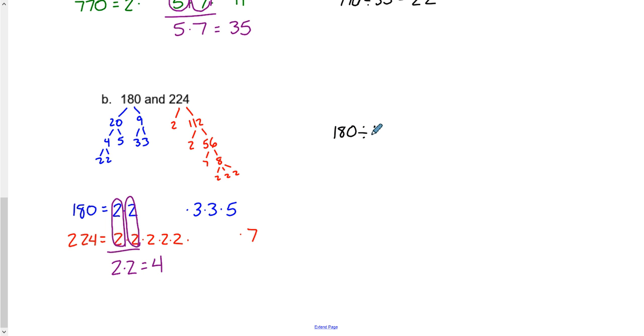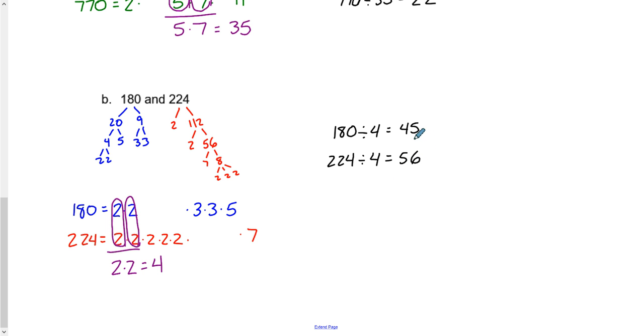180 divided by 4 should work out as 45. 224 divided by 4 is 56. And there we go. So they are factors.